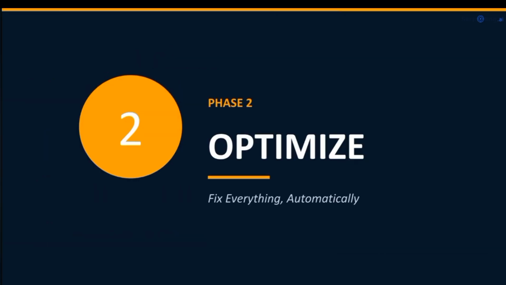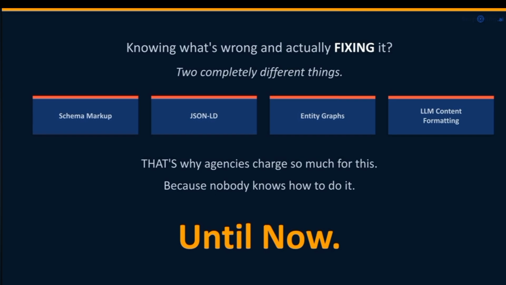Okay, so now you know what's broken. But here's where most people get stuck. Because knowing what's wrong and actually fixing it, 2 completely different things. If you tried to fix these manually, you'd need to understand structured schema markup, JSON-LD, entity graphs, LLM-ready content formatting, and more. Yep, it sounds just as painful as it is. And that's exactly why agencies can charge so much for this, because nobody knows how to do it.